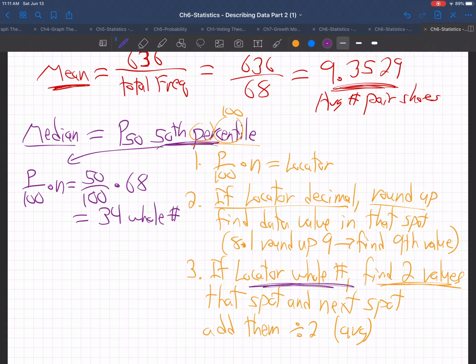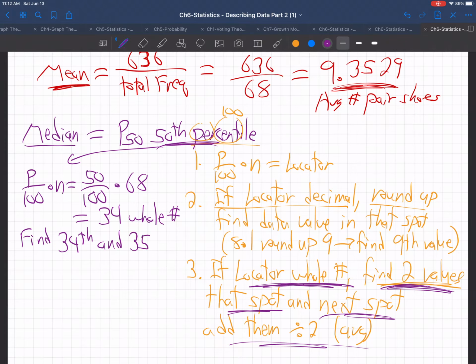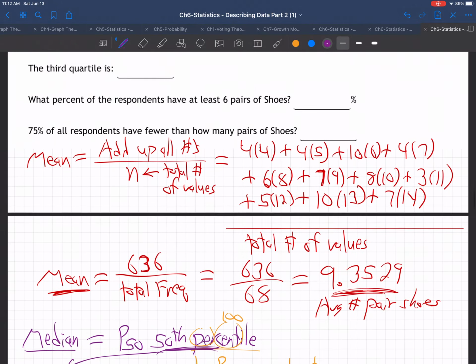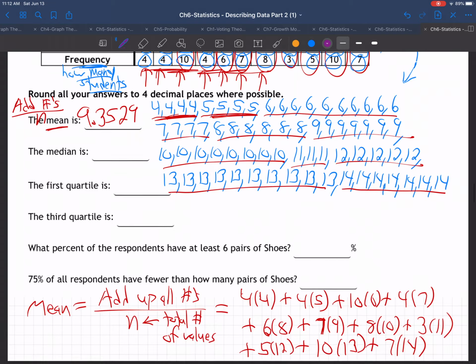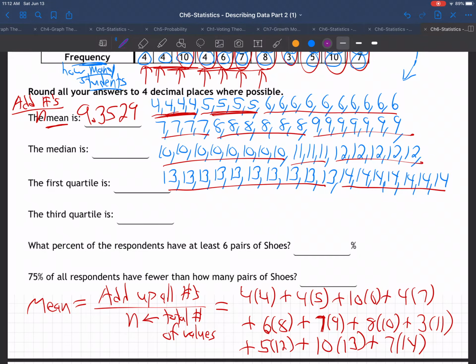So we're going here with the whole number. If your locator is a whole number, find two values, that spot and the next spot, add them and divide by 2. So I've got to go find the 34th and 35th values, and then I'm going to add them and divide by 2. So how do I find the 34th and the 35th values? Well, I've got to come up to this table and find them.